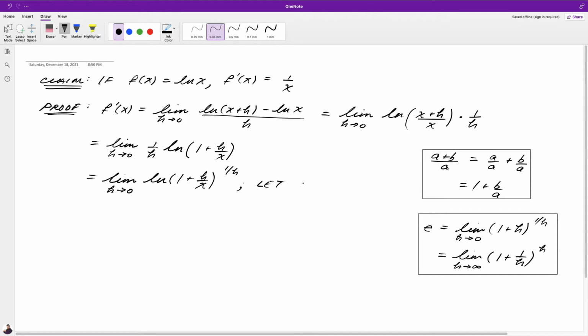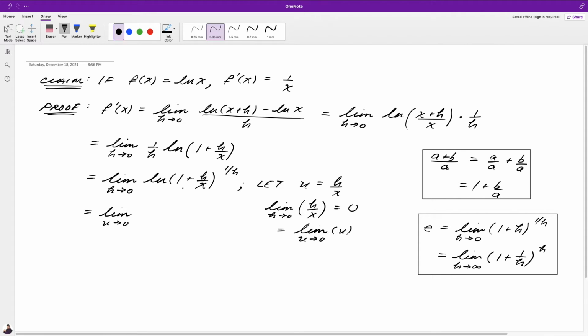So we're going to let u equal h over x. Notice that the limit as h goes to 0 of h over x equals 0, but it's also equal to the limit as u goes to 0 of u. Again, this is equal to this, so I can swap out those limits. Limit as h goes to 0 is the same thing as limit as u goes to 0 of the same thing.